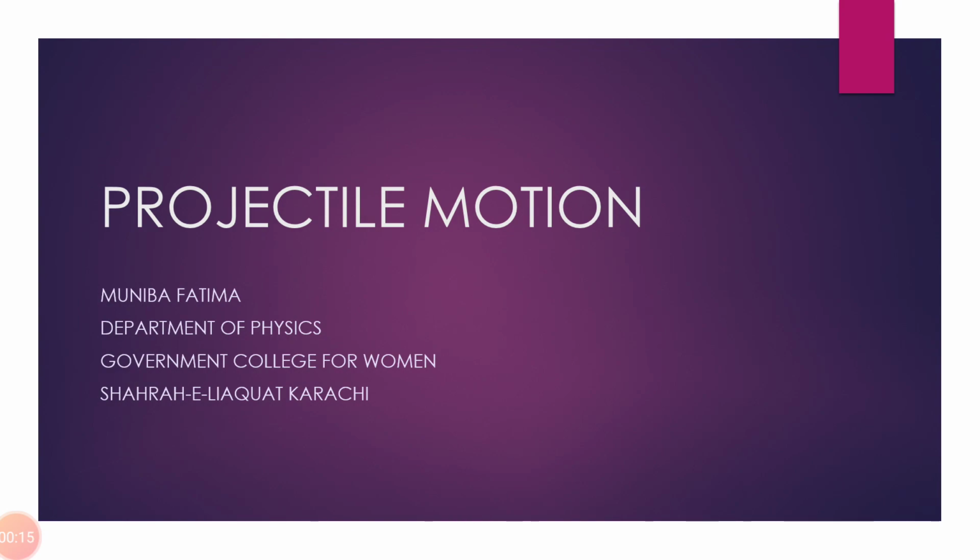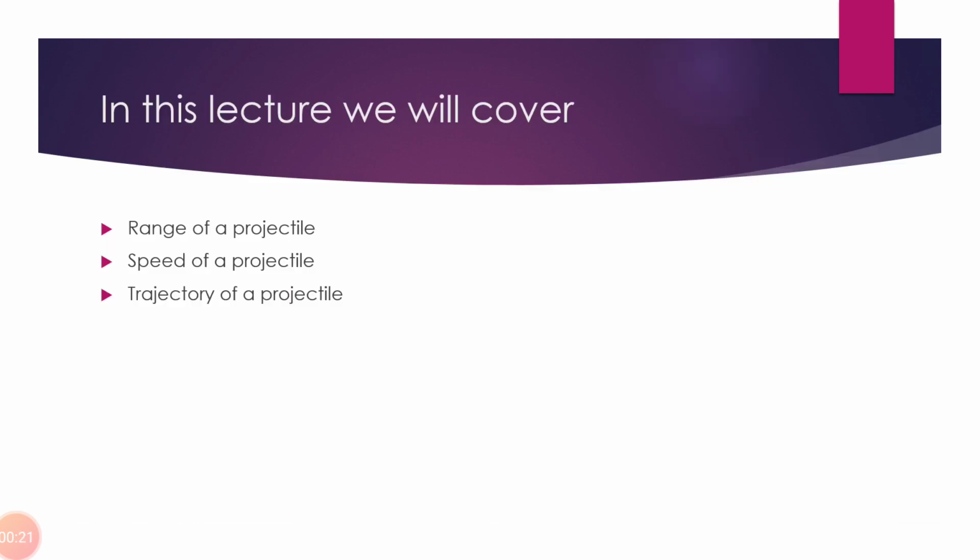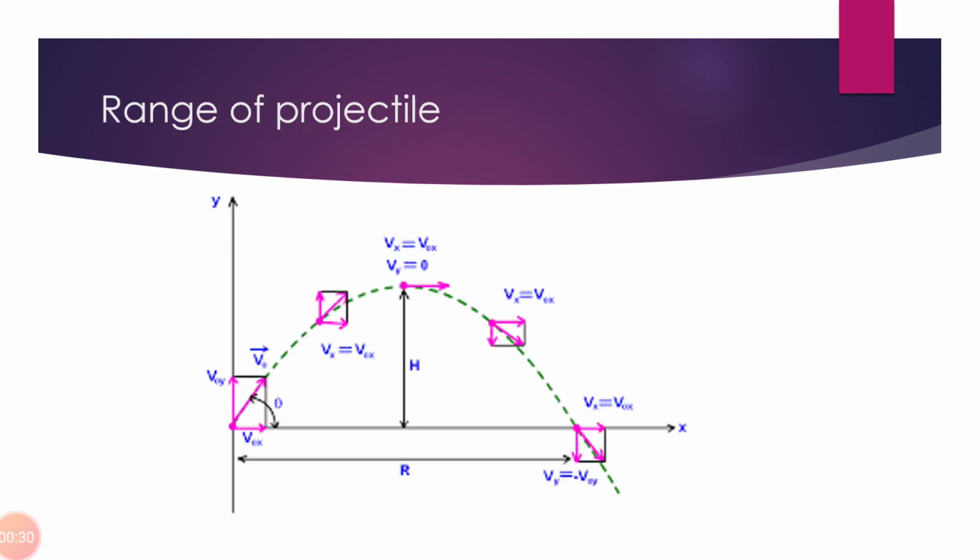Today we will continue our discussion on projectile motion and we will cover the range of a projectile, the speed of a projectile and the trajectory of a projectile. As we discussed in the previous lecture, the range of the projectile is the distance that is covered by the projectile from the point of launching to the point of landing.